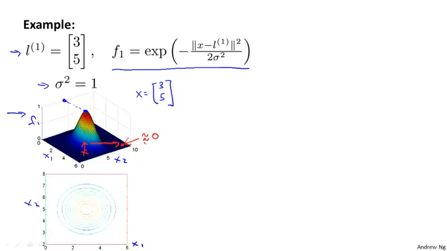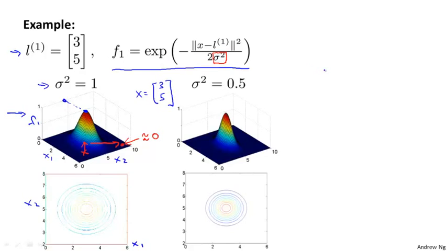Now, the other thing I want to do on this slide is show the effects of varying this parameter sigma squared. Sigma squared is a parameter of the Gaussian kernel, and as you vary it, you get slightly different effects. Let's set sigma squared equal to 0.5 and see what we get. What you find is that the kernel looks similar, except that the width of this bump becomes narrower. The contours shrink a bit too. So if sigma squared equals 0.5, then as you start from x equals 3, 5 and move away, the feature f1 falls to 0 much more rapidly.